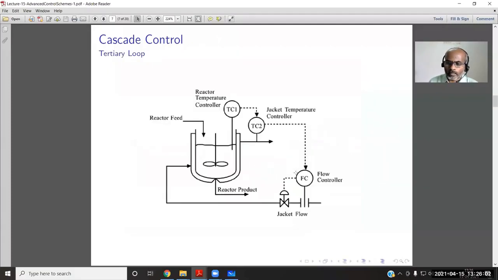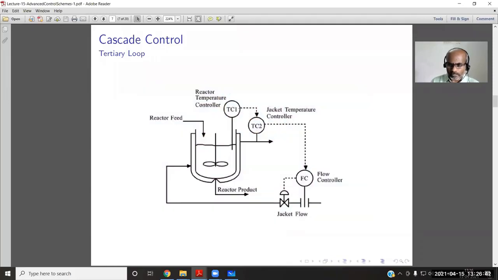Okay. So for example, here there are 3 measurements taken and 3 controllers available, but only 1 manipulation. So what is the ultimate objective? The ultimate objective is to control the reactor contents. To control the reactor contents, we will measure the temperature of the reactor contents, and we will adjust the coolant flow. The manipulation is the jacket flow, and the final objective is the temperature of the reactor contents.